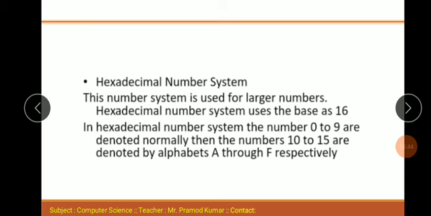The hexadecimal number system is used for larger numbers, and its base is 16 because it has 16 digits: 0 to 9, and then 10 to 15 denoted by alphabets. 10 represents A, 11 represents B, 12 represents C, 13 represents D, 14 represents E, 15 represents F. So hexadecimal numbers go from 0 to 15. It means the base of hexadecimal is 16.